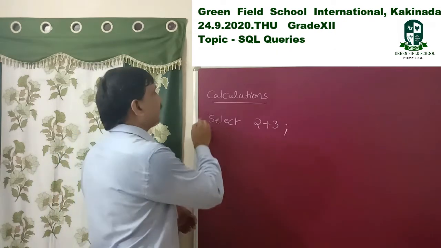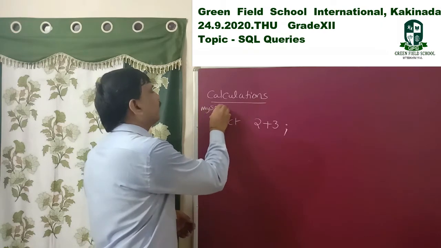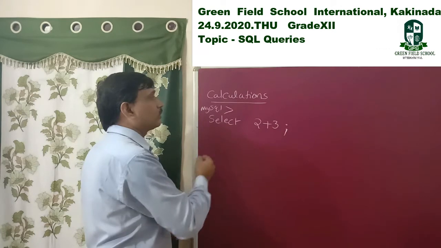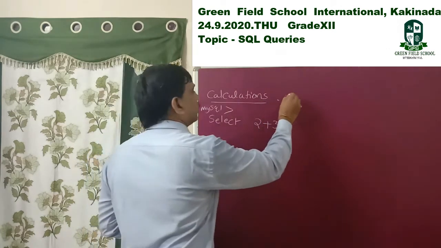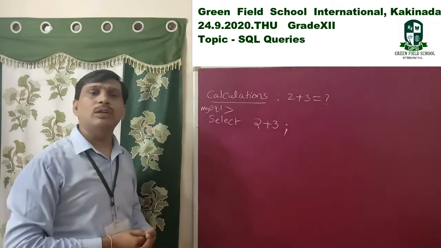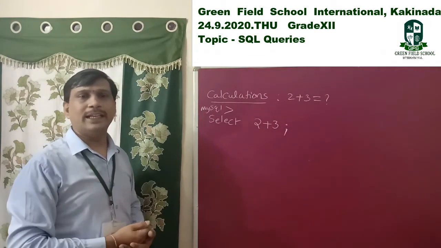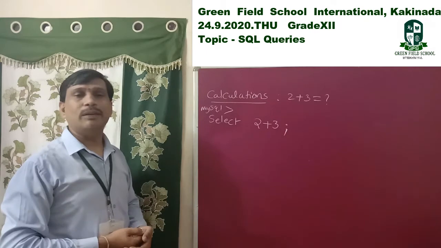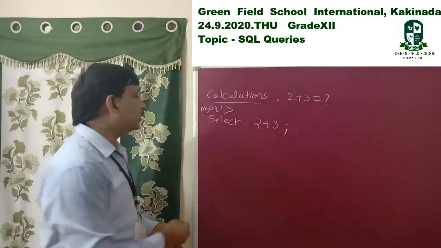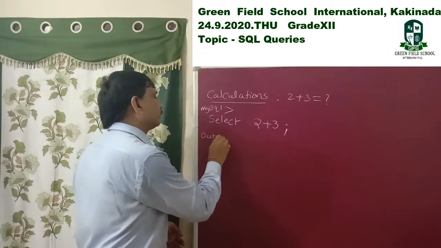This one is the query. The question is: 2 plus 3 is equal to how much? We calculate it by using the SELECT command: SELECT 2 plus 3 semicolon. Then it displays the output like that.